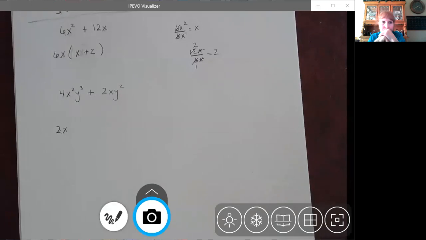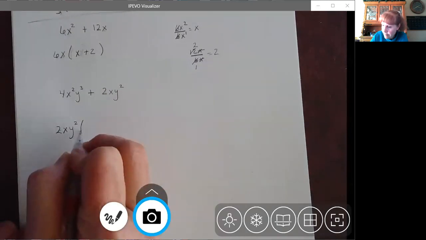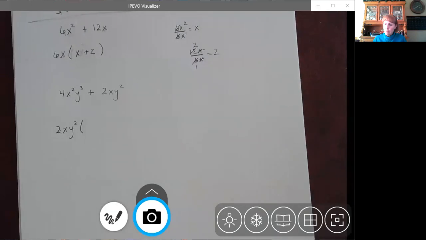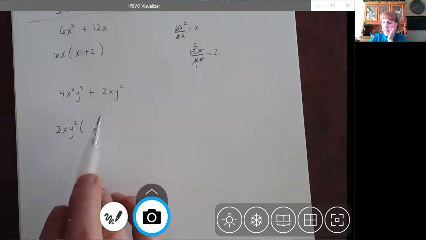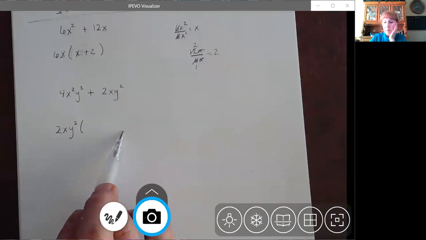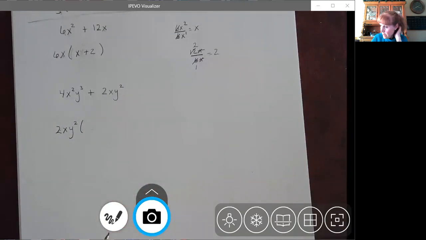The y's. They both have a y, and the smaller is y squared. So it has to be in common, and you use the smaller of what's in common. Okay. So now we're going to figure out what's inside the parentheses. If you have 2 terms to begin with, you'll have 2 in the parentheses. If you have 3 to begin with, you'll have 3 terms in the parentheses. Well, let's figure out what that first term is.